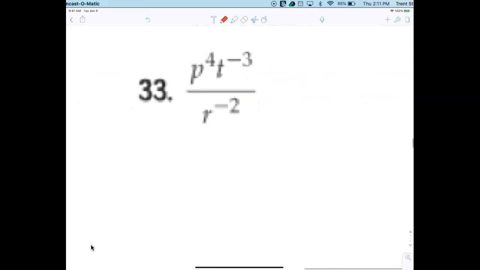All right, 33. Go ahead. I'll let you try. So you move the T to the bottom, right? And then you move R to the top. So your final answer is R squared to P to the 4th, and then under is T.